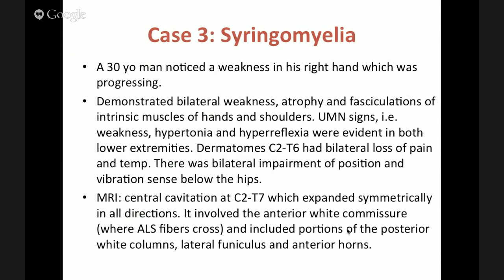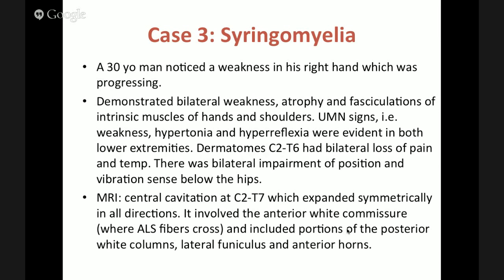And then finally, a little bit about syringomyelia. This is a 30-year-old man noticing weakness in his right hand, which was progressively worsening. He had bilateral weakness, atrophy, and fasciculations of intrinsic muscles of the hands and shoulders. Upper motor neuron signs evident in the lower extremities on both sides, and then bilateral loss of pain and temperature in dermatomes C2 to T6. Bilateral impairment of position and vibration sense below the hips.